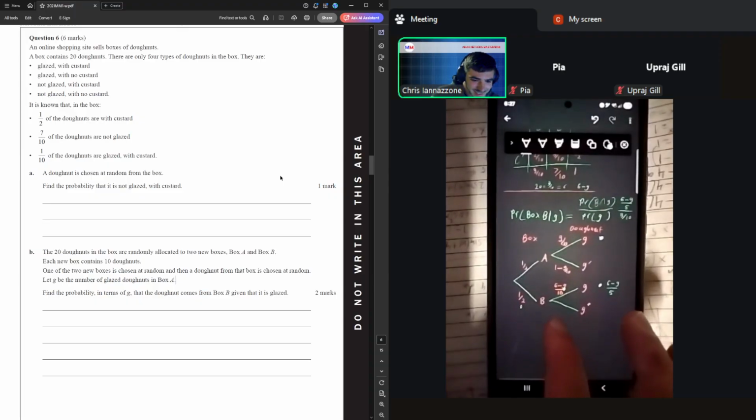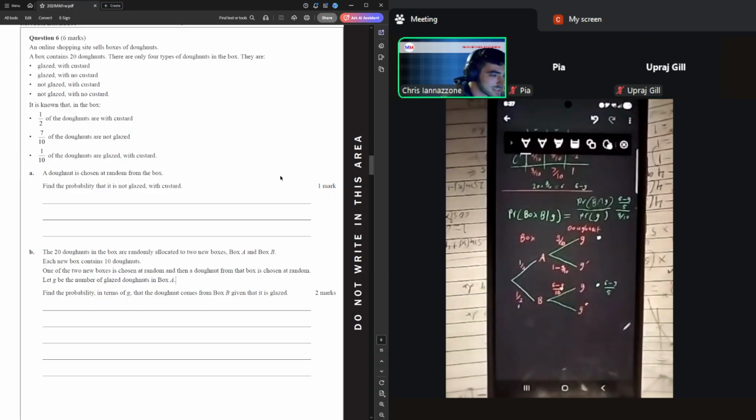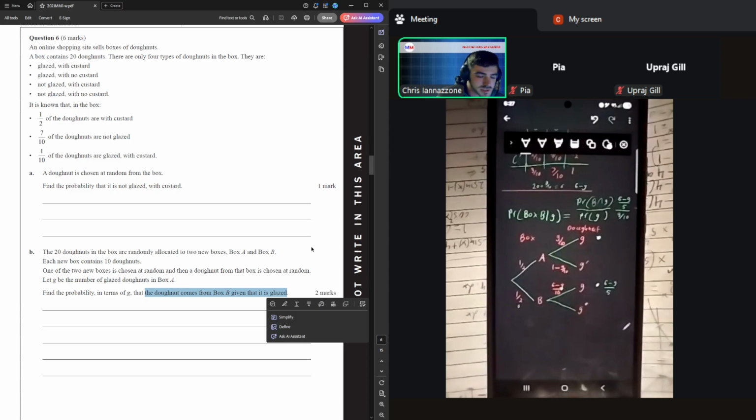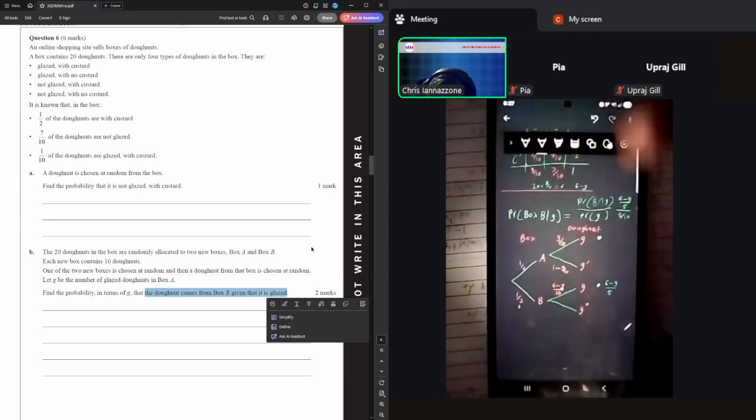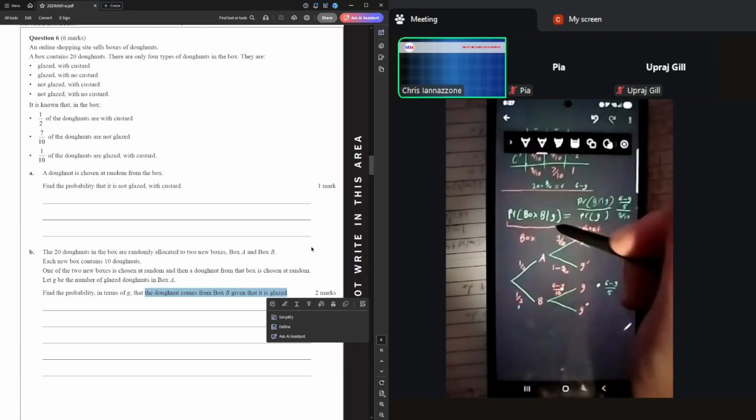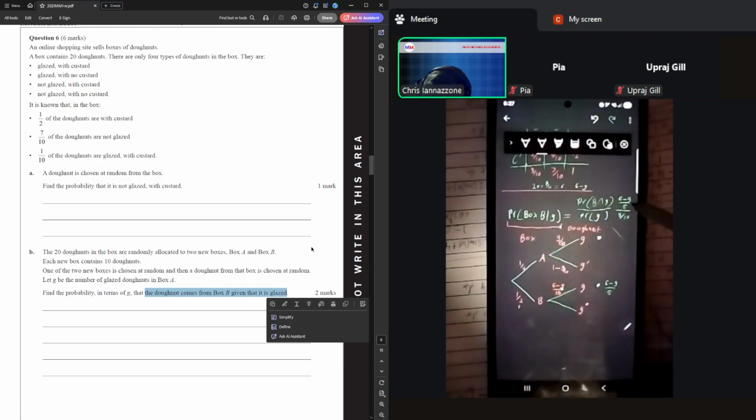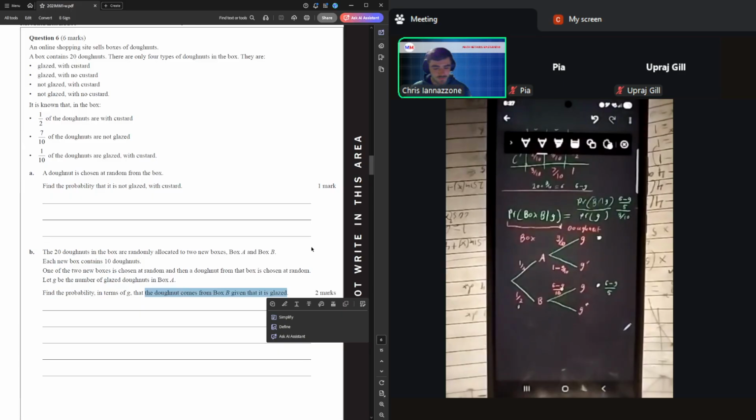So this was a fairly intense question. We had a lot of information. They introduced G. A lot of stuff is going on. First things first, let's just figure out what we're even targeting. Donut comes from box B, given glazed. So that should be the first point of call. Start by saying, hey, this is what I want. So everything I do should be funneling towards that.